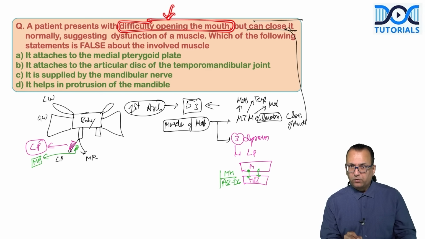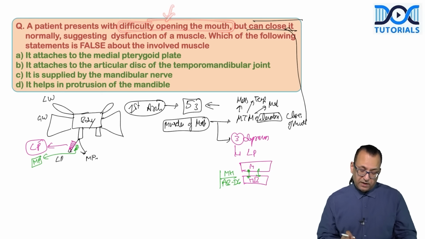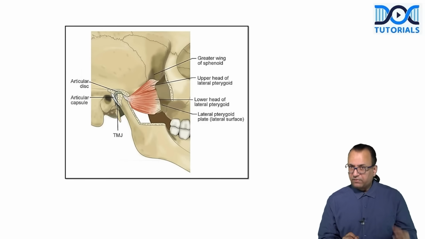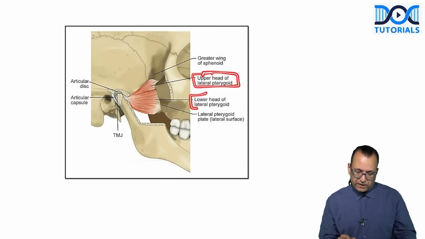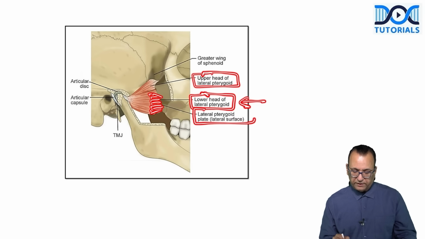Let me give you some more details. As you look at this diagram, again a lateral view, this is the muscle we are talking about. It has an upper head and a lower head of the lateral pterygoid. It is the lower head of lateral pterygoid which will come from the lateral surface of the lateral pterygoid plate. So the lateral surface of the lateral pterygoid plate is one of the origins, and the other origin is from the greater wing of sphenoid.